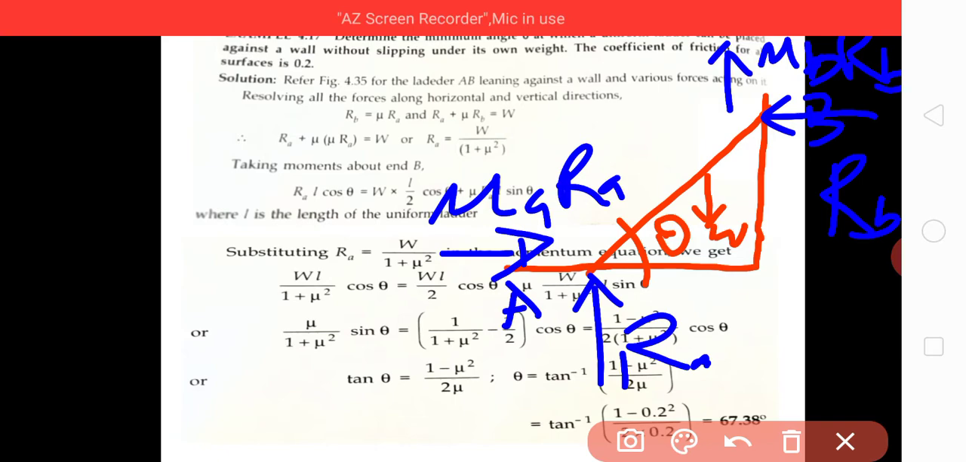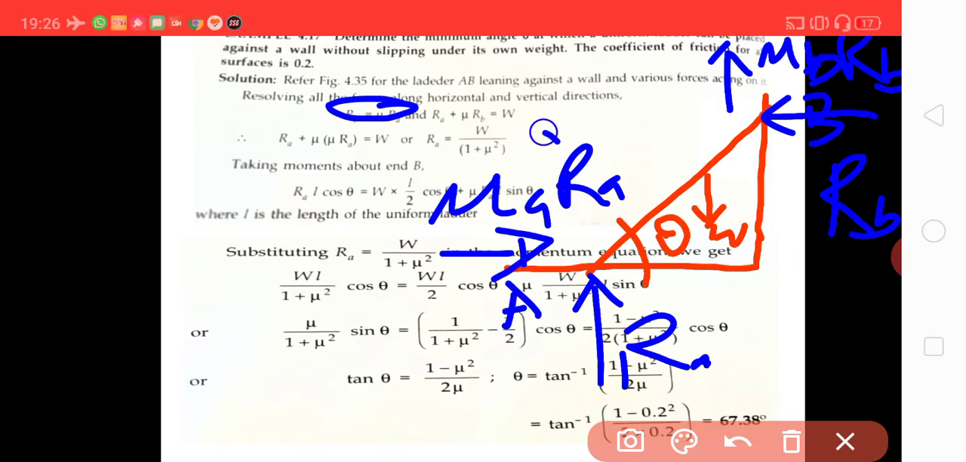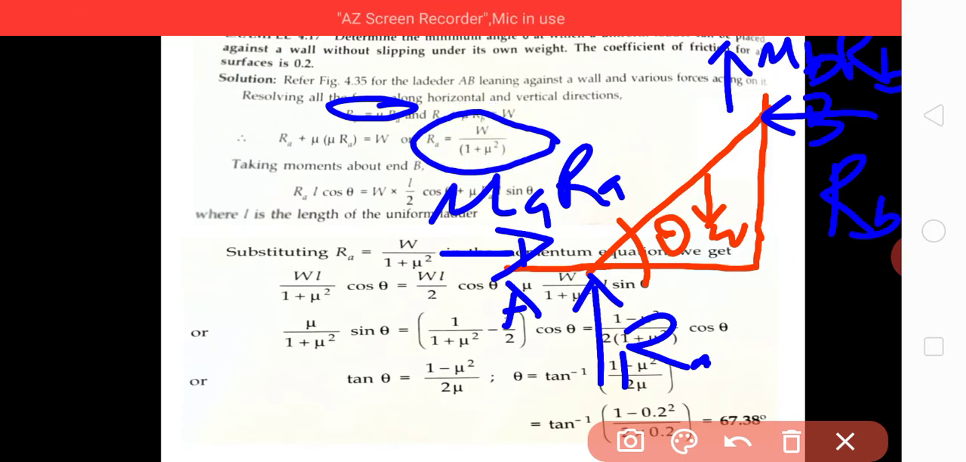Then proceeding further, RA equal to mu into mu A RA, using the first equation. Putting the value here, RA plus mu A mu into RA equal to W, or RA equal to W upon 1 plus mu square. Now taking moment about B, we are taking the moment about this point.